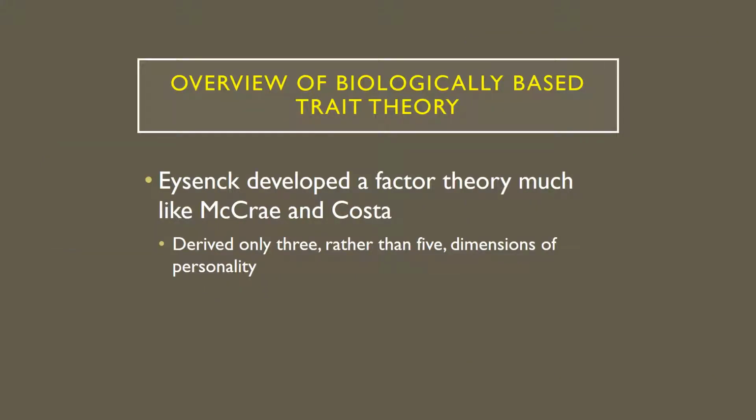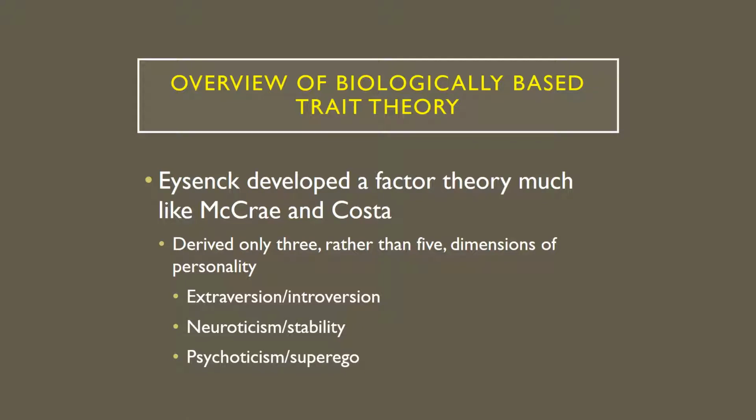Eysenck and others have used factor analysis to identify traits, that is, relatively permanent dispositions of people. Eysenck developed a factor theory, much like McCrae and Costa's five-factor theory, and we'll look at McCrae and Costa's theory more closely in week 8. Eysenck extracted only 3 general superfactors, which yielded 3 general bipolar factors or types: extroversion-introversion, neuroticism-stability, and psychoticism-superego.